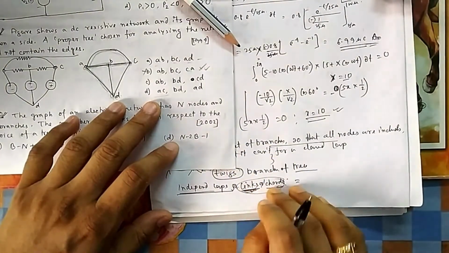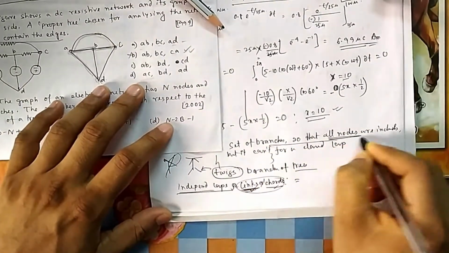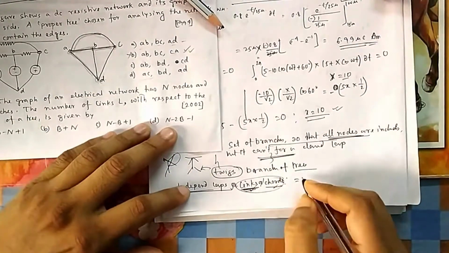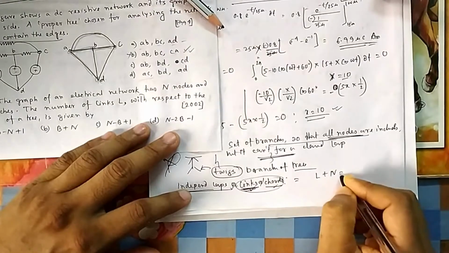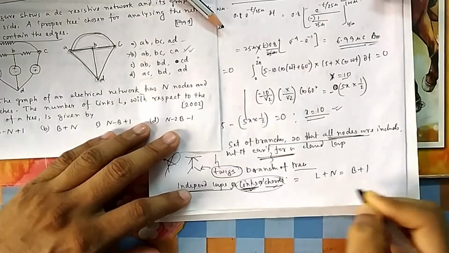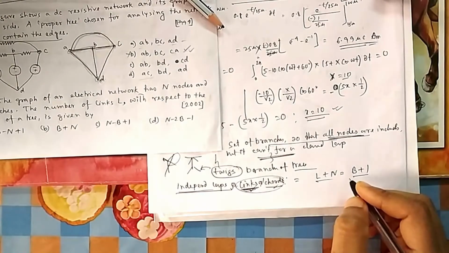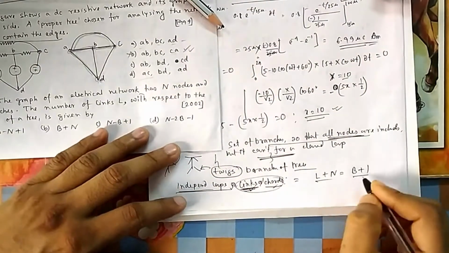For a tree, two things have to be satisfied. One, all nodes have to be covered, and two, there should not be any closed loop. But the formula remains the same. What is the formula? The formula is L plus N is equal to B plus 1. We used to remember it in this format, but you can make any code of your own format. So L plus N is equal to B plus 1.